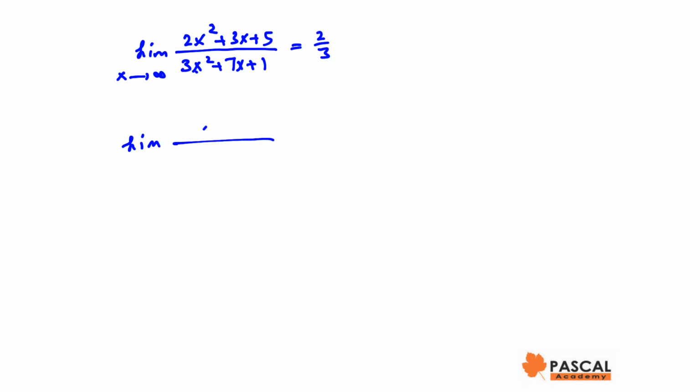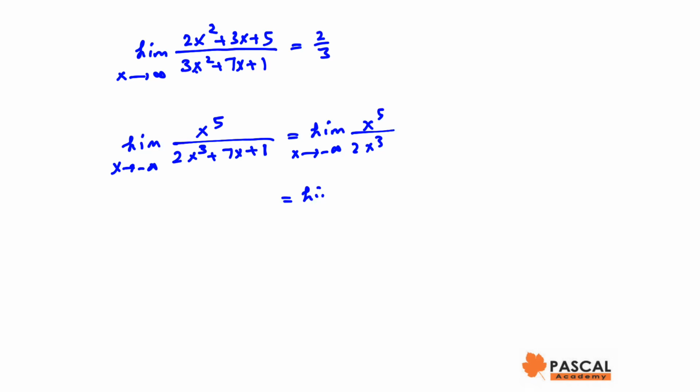Limit of x to the power of 5 over 2x cubed plus 7x plus 1 as x approaches negative infinity is the same as the limit of x to the power of 5 over 2x cubed as x approaches negative infinity, which is the same as the limit of x squared over 2 as x approaches negative infinity. And this limit is positive infinity.